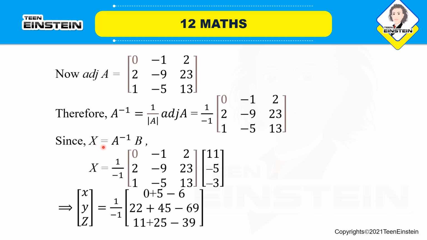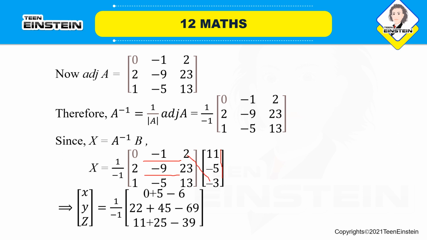So we are solving for X. What is X? X is A inverse into B. This is your A inverse. And what is the B matrix? The column matrix 11, minus 5, minus 3. So take the product of these two matrices. Fix the first row. Product of first row and first column: 0 into 11, 0. Minus 1 into minus 5, plus 5. 2 into minus 3, minus 6.